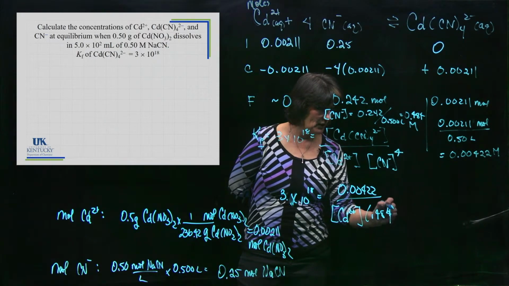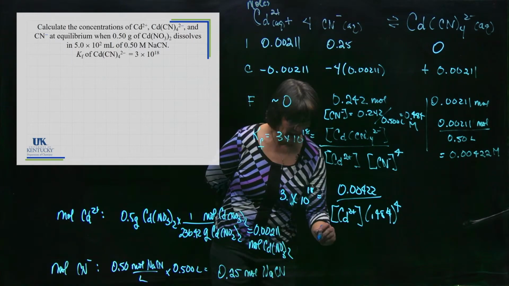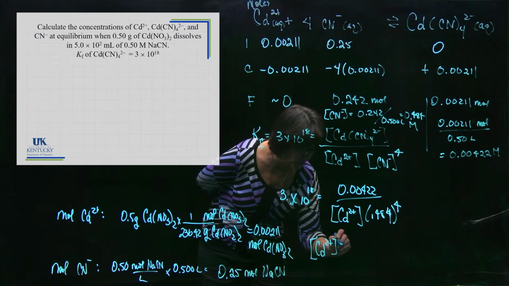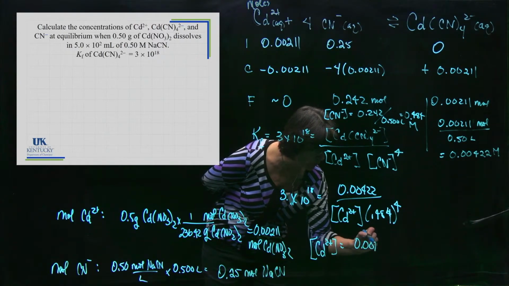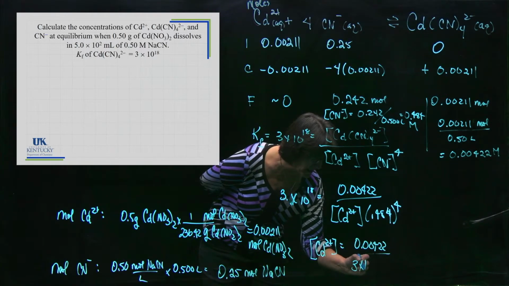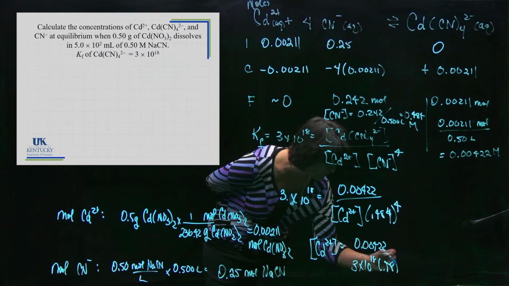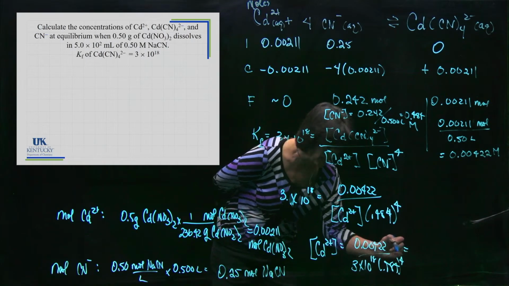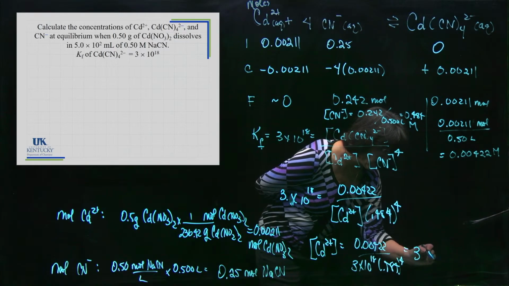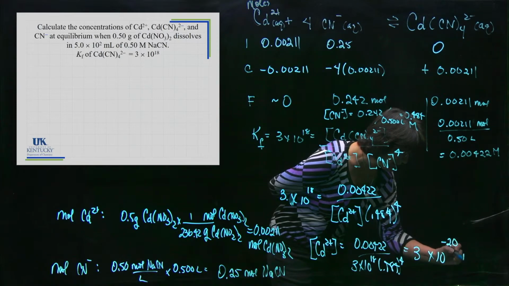0.484 to the 4th power. The cadmium is what I'm trying to solve for. It's going to be 0.00422. Bring this under 3 times 10 to the 18. This is already under 0.484 to the 4th power. And that will give me a cadmium concentration of 3 times 10 to the minus 20.